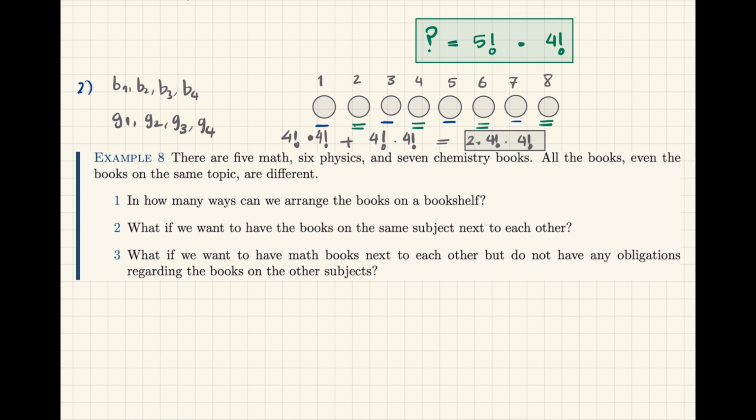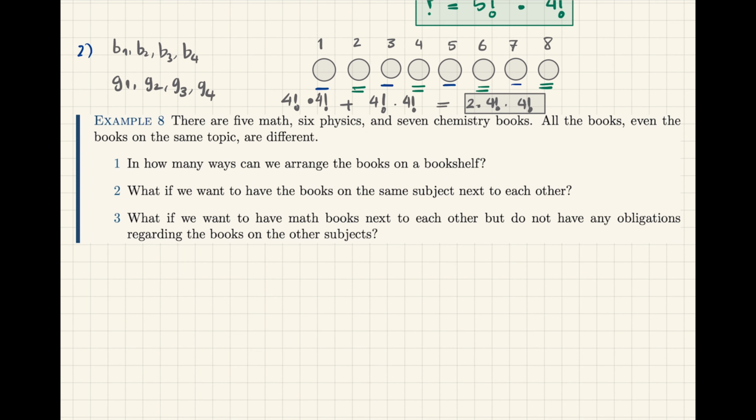Okay, now let us go to the next problem, problem number 8. There are 5 math, 6 physics, and 7 chemistry books. All the books, even the books on the same topic, are different. In how many ways can we arrange the books on a bookshelf?